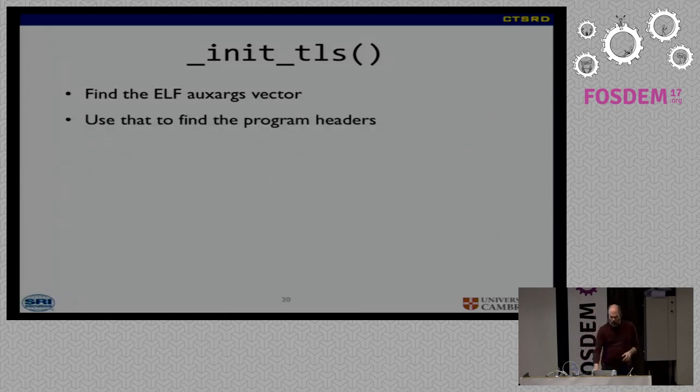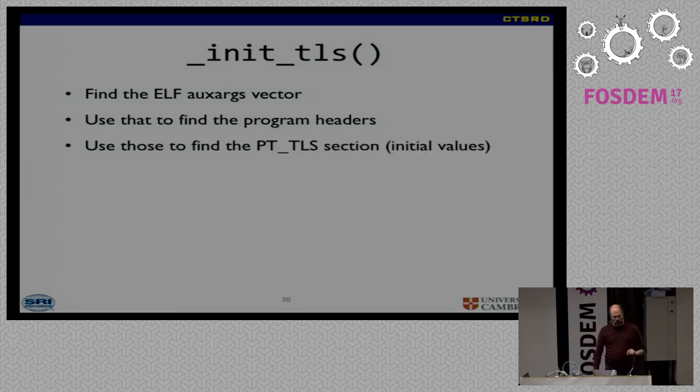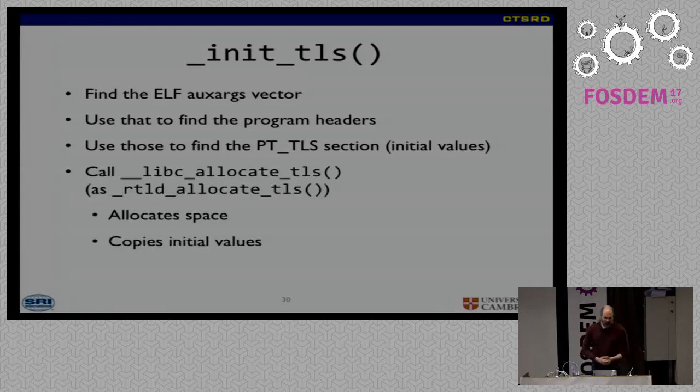So we find this ELF auxiliary arguments array. We use that to find the program headers. There's a field in there that says where the program headers are. We use the program headers to find the TLS section. This contains the initial values of all thread local variables which aren't initialized to 0. We do a bit of allocation to allocate some space for TLS. That results in all those cycles spent on calling malloc. And we copy over the initial values for the non-zero bit.